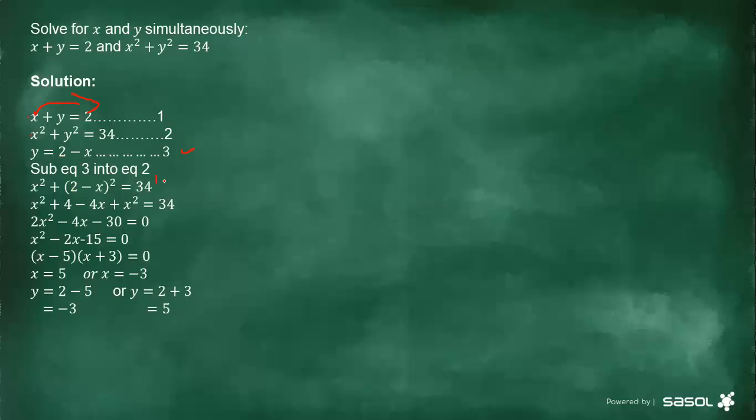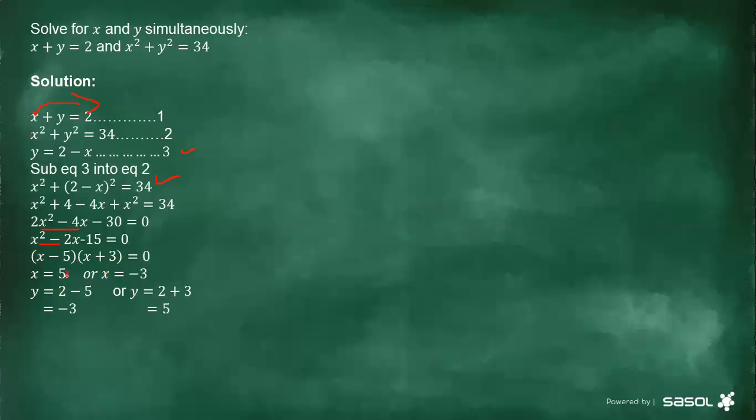And then you can see what we did. From there, you just open the bracket, you add the like terms, and this is in the standard form. And then you get a mark for that. Then from there, you can simplify it, which is x squared minus 2x minus 15 equals 0. Then you factorize it, x minus 5, x plus 3, and solve the value of x.